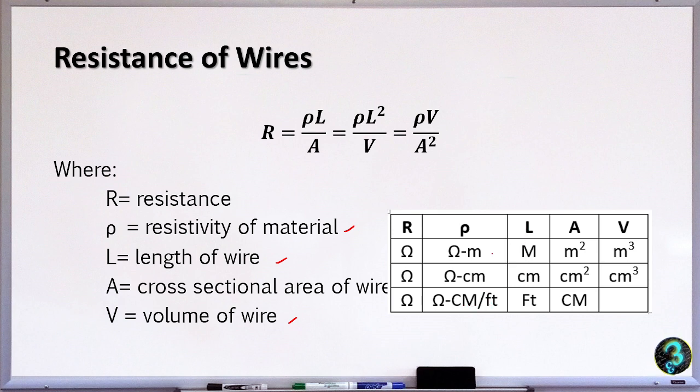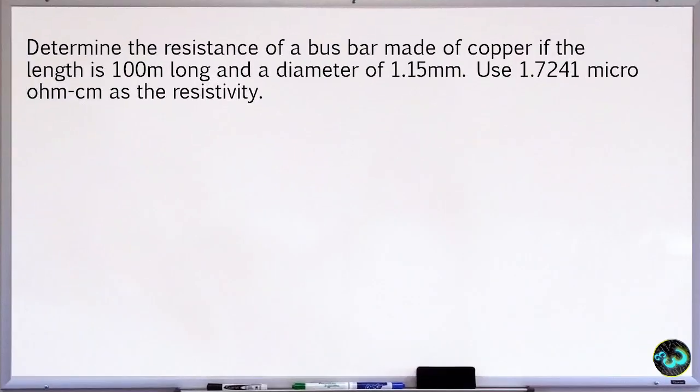So kapag ang given is ohm meter, dapat yung length mo is meter, yung area is square meter, yung volume is cubic meter. If the given for resistivity is ohm centimeter, so dapat yung length is centimeter, yung area is square centimeter, tapos yung volume is cubic centimeter. If the given is ohm circular mil per feet, so yung length mo is dapat naka-feet, yung area is naka-circular mils.